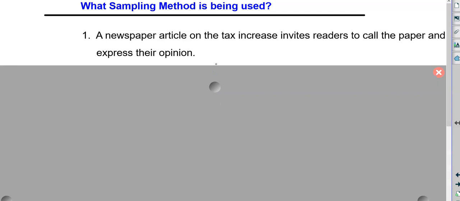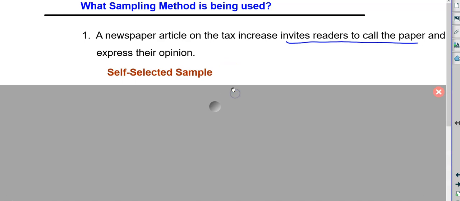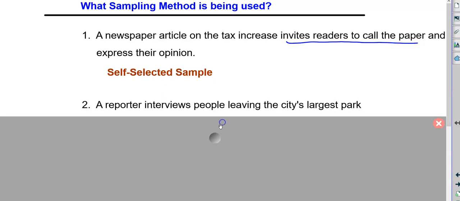Oh, what are the methods? A newspaper article on the tax increase invites readers to call the paper. So they're calling, the readers decide, right? You didn't choose them, they just decided. So that's a self-selected sample, right? It's not very reliable data that you get from doing that.